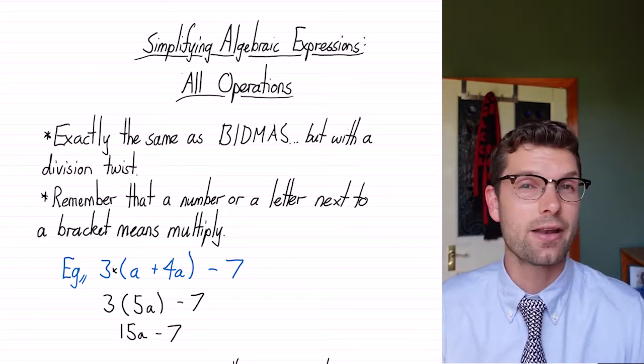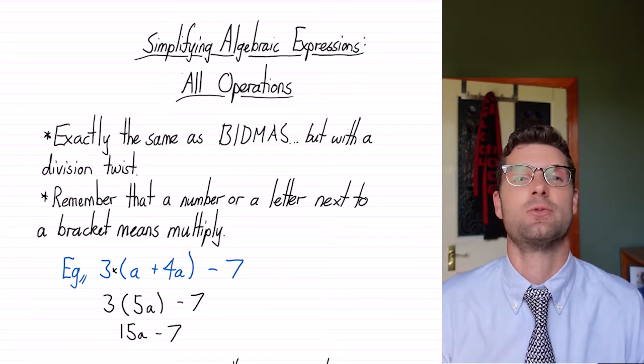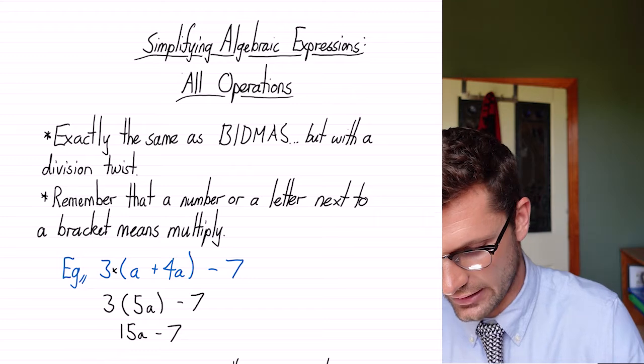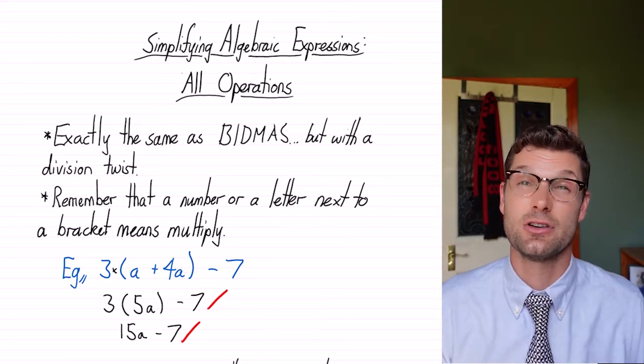Because these two are unlike terms, the 7 doesn't have an a next to it. That's our final answer. We don't have to do any maths right here. You'll get 2 marks for both of these steps, so it's really important to show your working out.